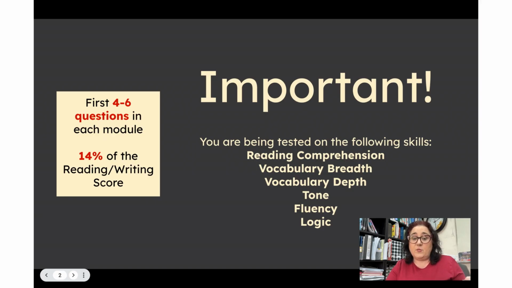They're testing you on reading comprehension, vocabulary breadth, that means how many words do you know in total, vocabulary depth, which is do you know a lot of synonyms and do you understand the register difference between words, tone, positive, neutral, or negative tones, and how that influences meaning, fluency, a lot of that has to do with idiomatic complements and verb phrases, and logic. Did you follow the logic of the sentences and understand that when we had a transition that we switched from needing a positive word to maybe needing a negative word?